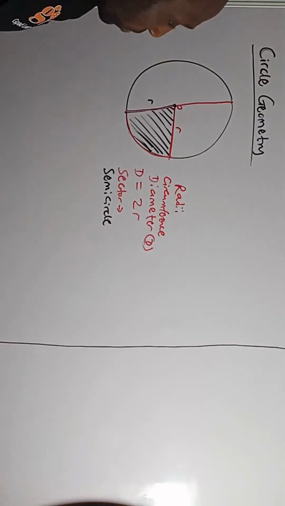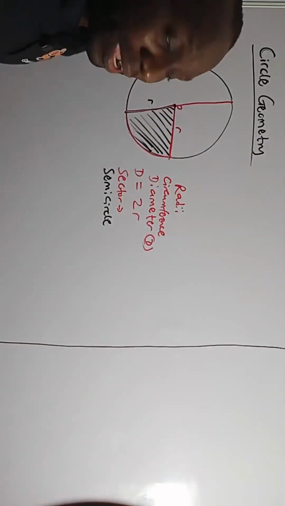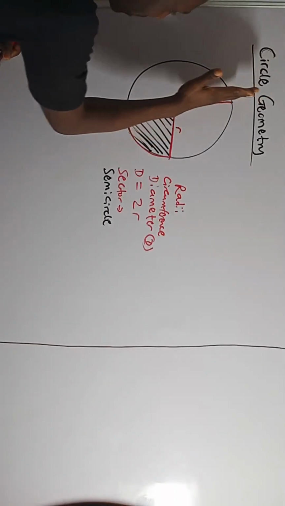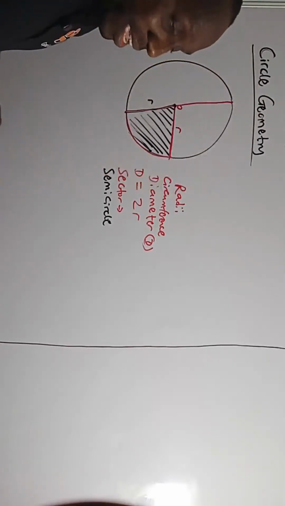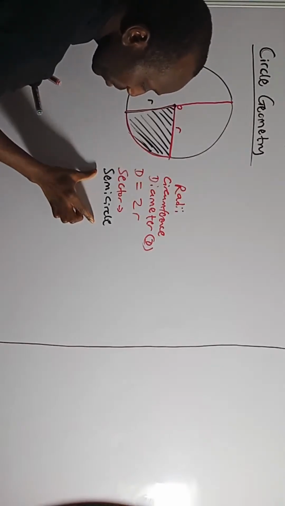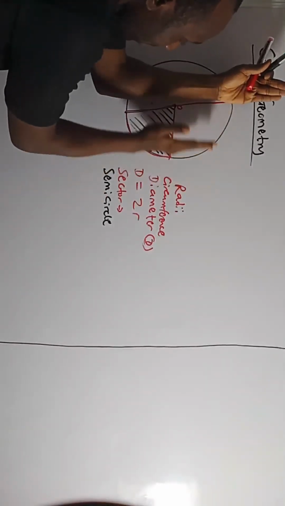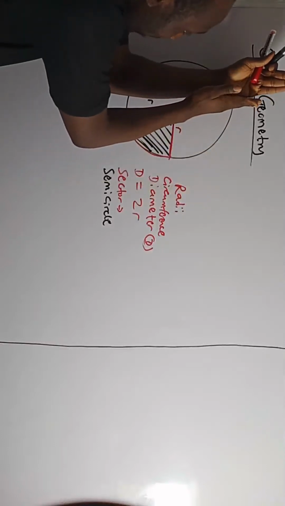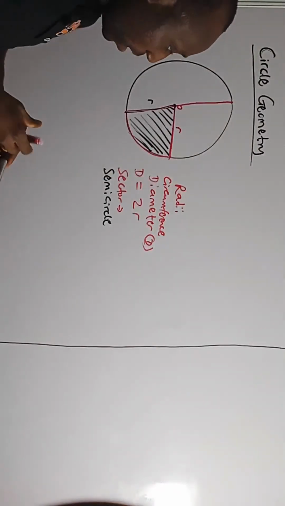A semicircle is an area bounded by a diameter and an arc. Let me say that again. A semicircle is half of a circle. See, what you have here is a semicircle. It's an area bounded by a diameter and then an arc. That is a semicircle.